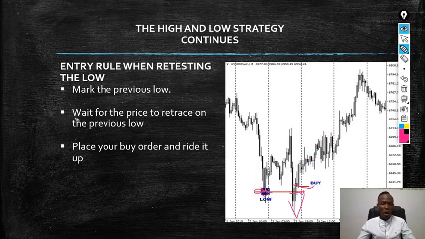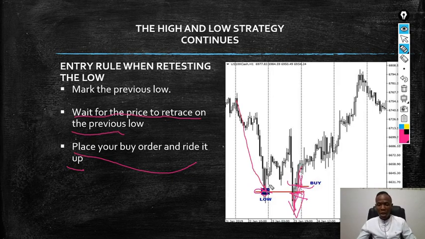So you have to wait for the price to retrace to the previous low. That is when we're looking for buying opportunities. Place your buy order and ride with it. So for our buy order in this instance, we normally use buy limits, but it's also crucial to use buy stops, because the market can decide to go up and trigger you into profits.